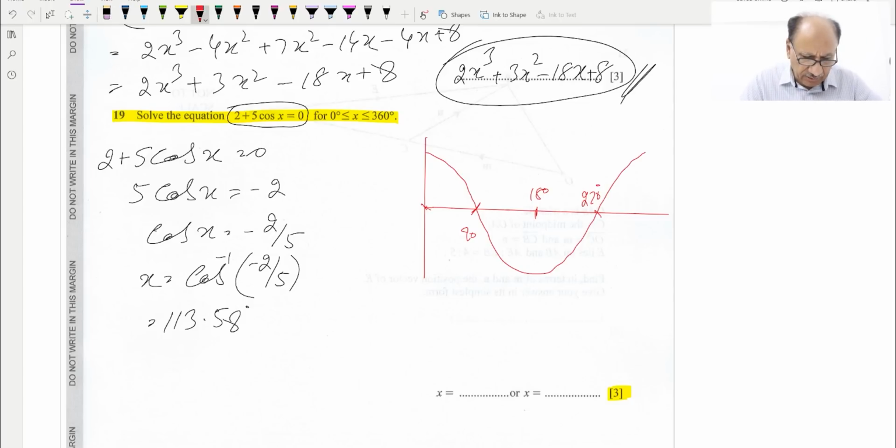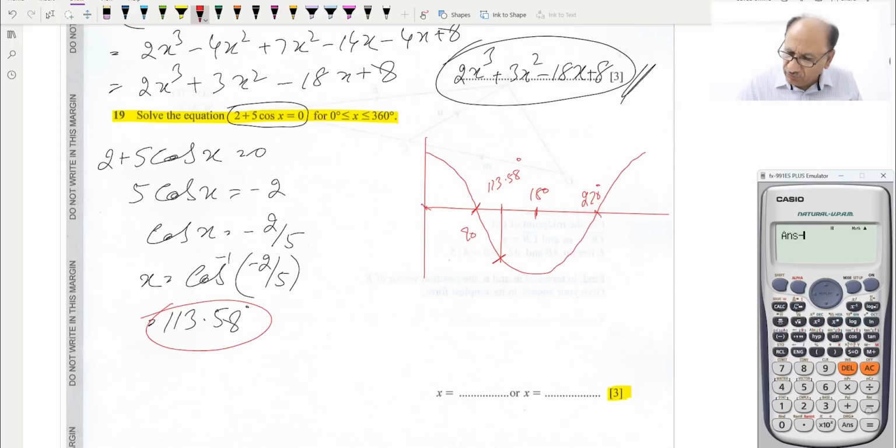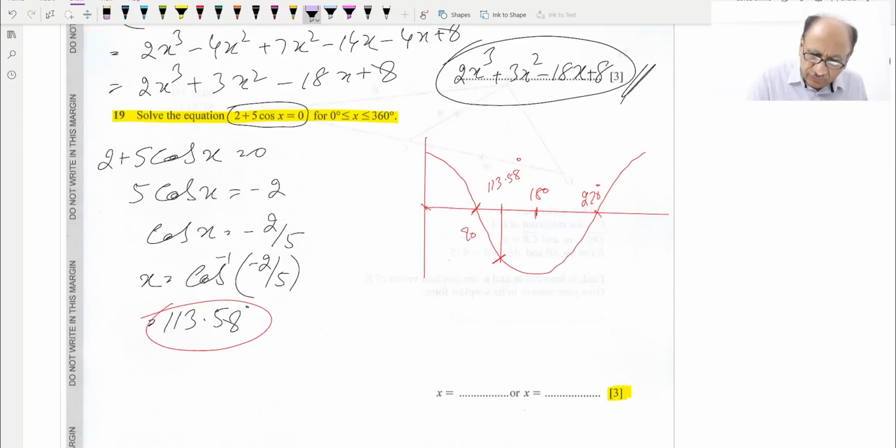Now we got 113.58, so 113.58 we can roughly sketch over here. So this will be 113.58 degrees. It will be 90 plus something. So if we subtract 90, this will give us 23.58. So this much is the angle.